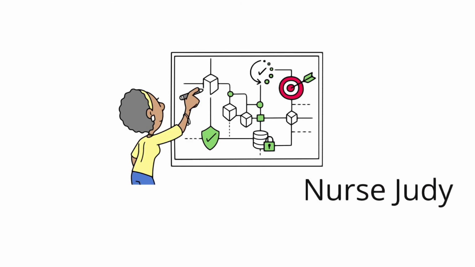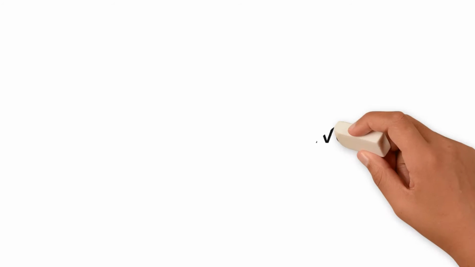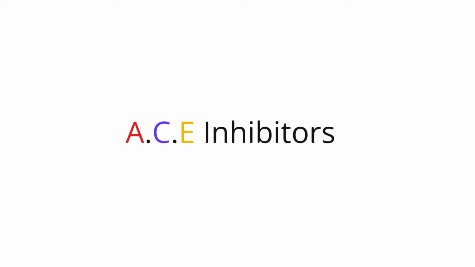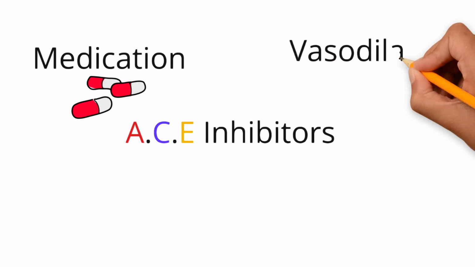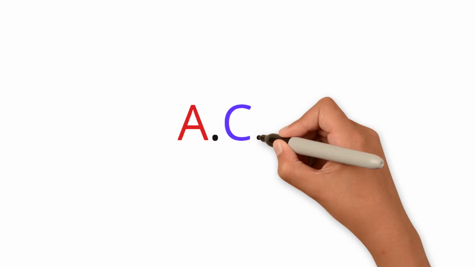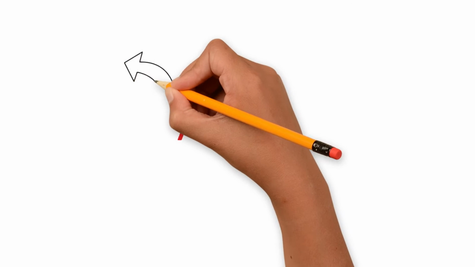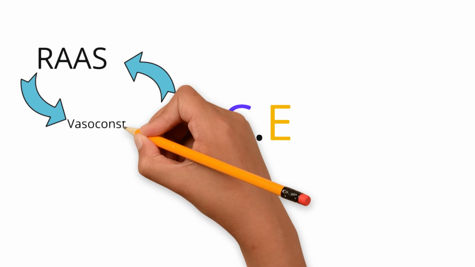We are going to be starting a pharmacology series, and we will be starting with cardiac medications. The first class of medications we're going to be discussing are antihypertensives, and the first of it is ACE inhibitor. ACE inhibitors are medications whose end goal is vasodilation, but they go through a process. ACE, on its own, without being inhibited or stopped, is a process in the RAAS mechanism that causes vasoconstriction.